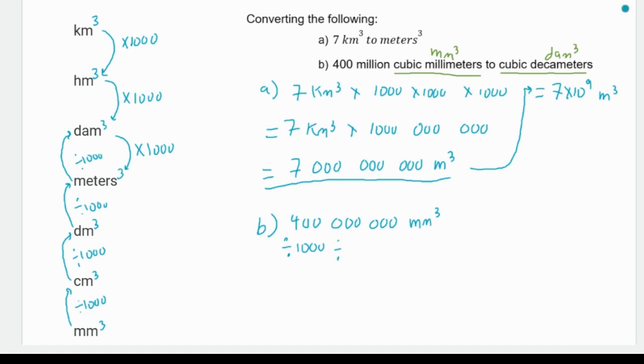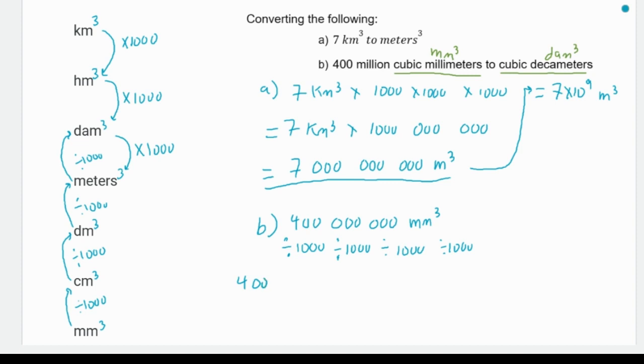I know maybe this is a little bit tedious, but for our first examples, I think it's really good to make sure we understand every single step. If you're really comfortable with your topics, then you don't have to do this next step. You can just divide by 1,000 once, which gets you into centimeters cubed. Divide by 1,000 again to get decimeters cubed, again to get meters cubed, and then one more time to get decameters cubed.